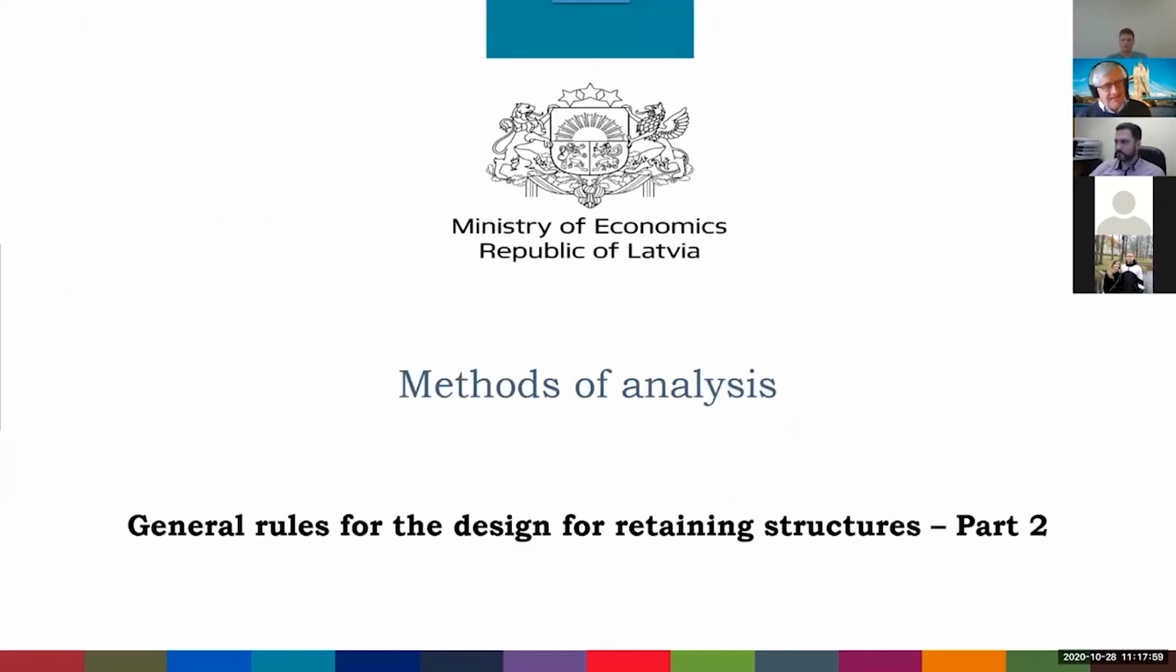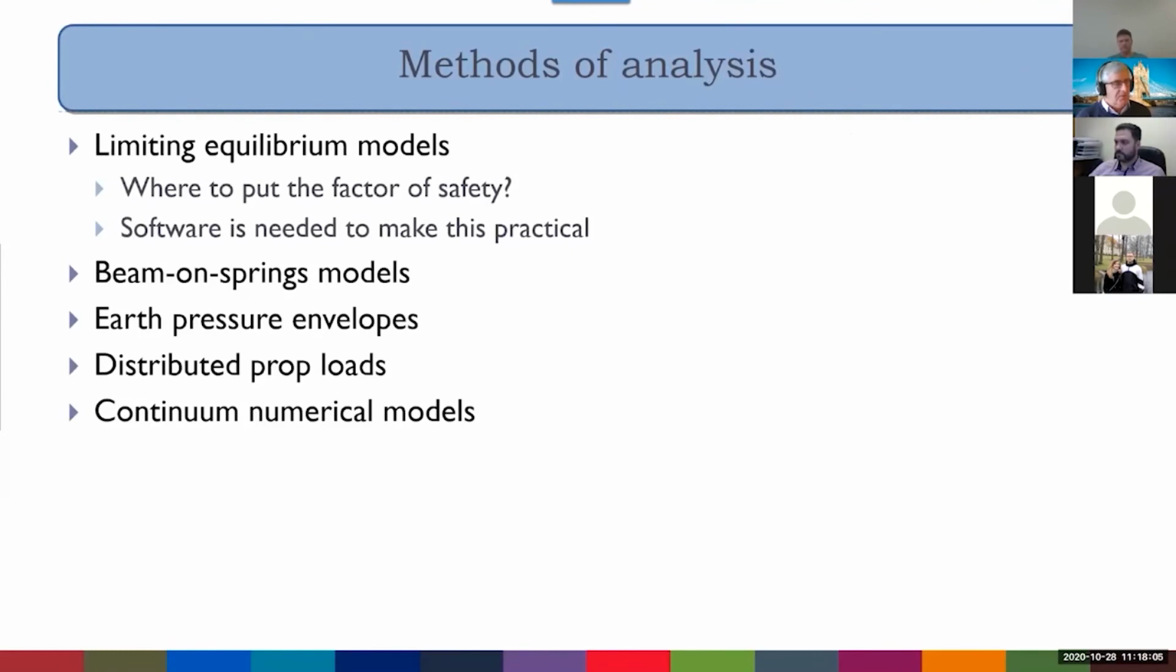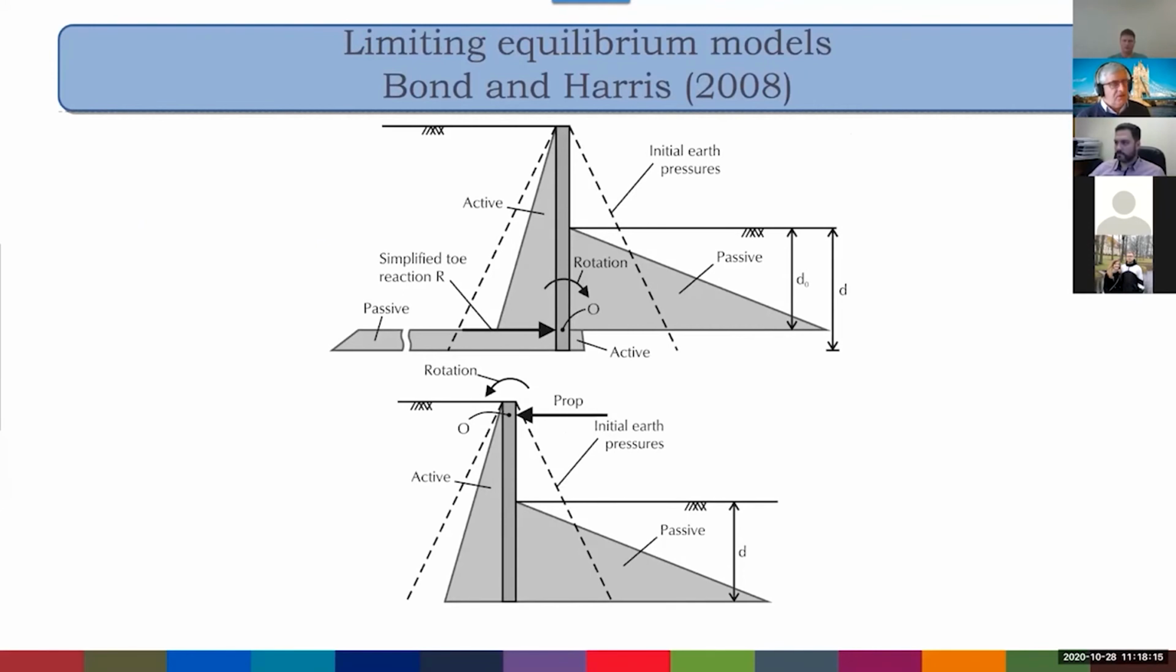Okay, so that's the theory that we're using for earth pressure calculations. How do we go about doing the analysis? Well, for this, we've got to use different models: limiting equilibrium, beam on spring, earth pressure envelopes and distributed prop loads, or continuum numerical models. So the limiting equilibrium methods have been around a long time. They're the most commonly used for simple structures.